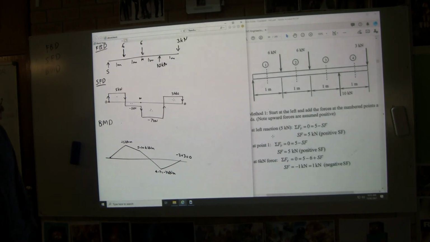Okay, so in this case, what is our maximum bending moment?